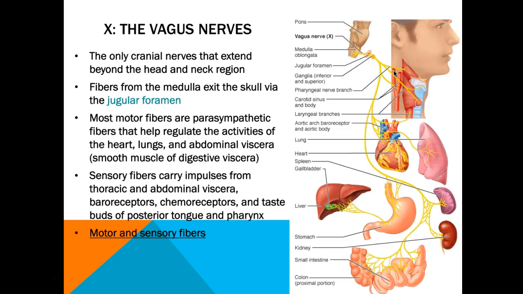And we also do have sensory nerve fibers here too. We're going to carry impulses from our thoracic and abdominal viscera, also the baroreceptors, chemoreceptors, and taste buds on the posterior tongue and pharynx.